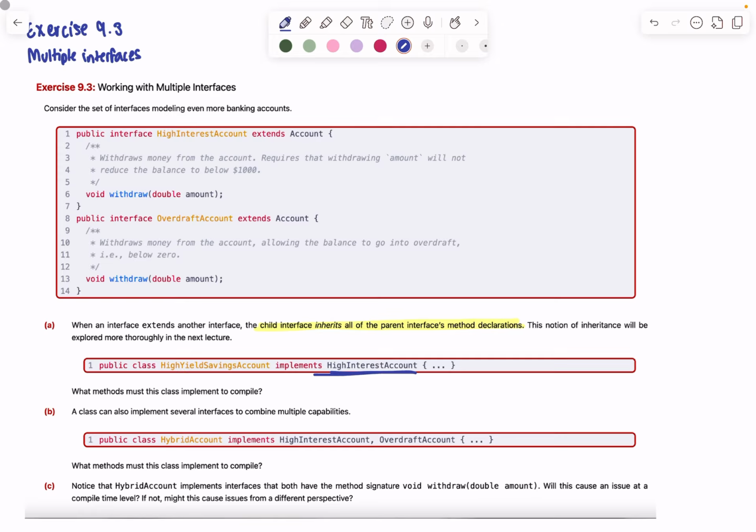Looking up at the top, we see public interface high interest account extends account. We don't have any code for account here, so we're going to assume that everything within high interest account is all we need to look at. We see here that it has only one method that needs to be implemented, the withdraw method, with one single parameter, which is double amount. So a child interface, as it says in part A, needs to inherit all of the parent interface's method declarations, and there's only one here. So high yield savings account must implement the withdraw method with double amount as its single parameter.